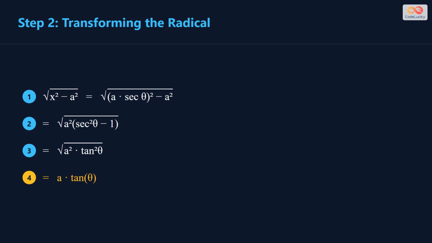Now let's substitute x into the radical. We replace x squared with a squared secant squared theta. We factor out the a squared. Then, using our identity, we replace secant squared minus 1 with tangent squared. Finally, taking the square root simplifies the entire expression to just a times tangent theta.